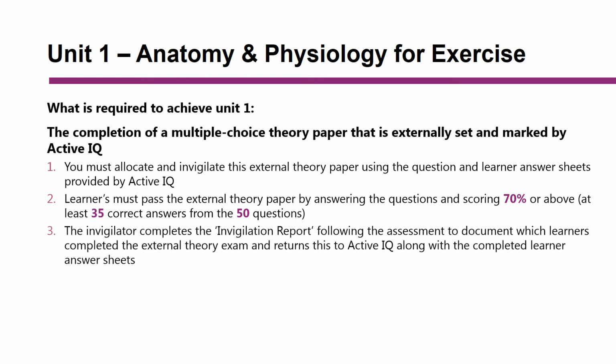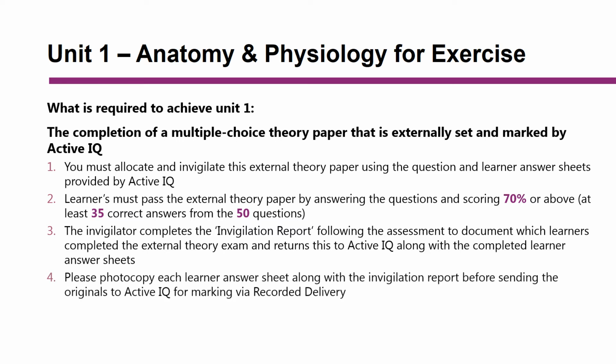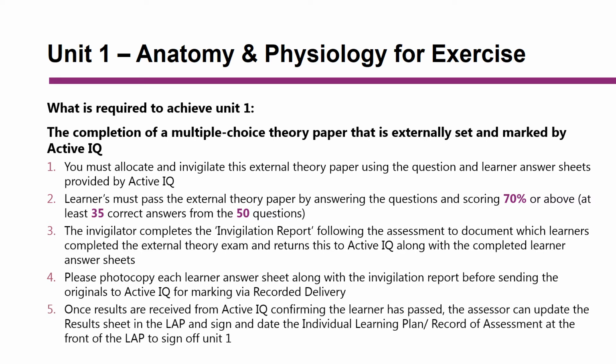The invigilator completes the invigilation report following the assessment to document which learners completed the external theory exam and returns this to Active IQ along with the completed learner answer sheets. Please ensure that you photocopy each learner's answer sheet along with the invigilation report before sending the originals to Active IQ for marking via recorded delivery. Once results are received from Active IQ confirming the learner has passed, the assessor can then update the results sheet within the learner achievement portfolio and sign and date the individual learning plan / record of assessment at the front of the LAP to sign off Unit 1.